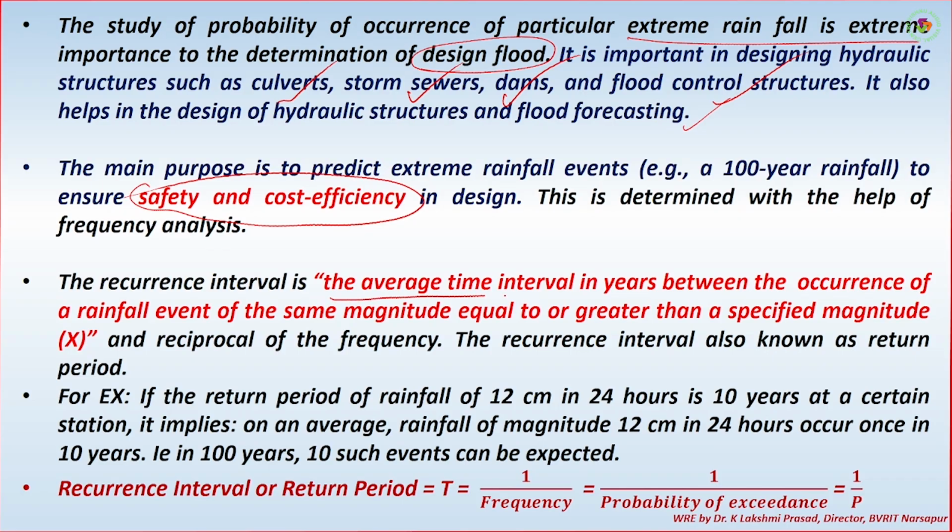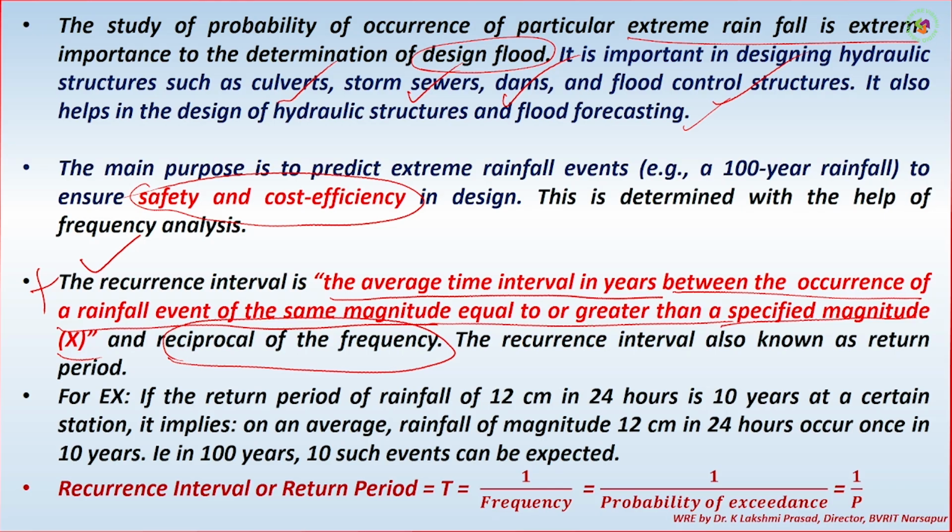It is the average time interval in years between the occurrence of a rainfall event of the same magnitude or greater than a specified magnitude. An excellent, important definition, you all should know it. It is the average time interval in years. That is the first word. Between the occurrence of a rainfall event of the same magnitude or greater than the specified magnitude. And it is the reciprocal of frequency.